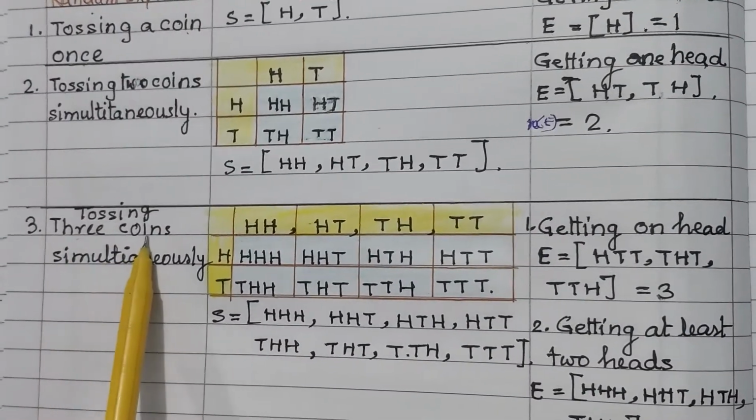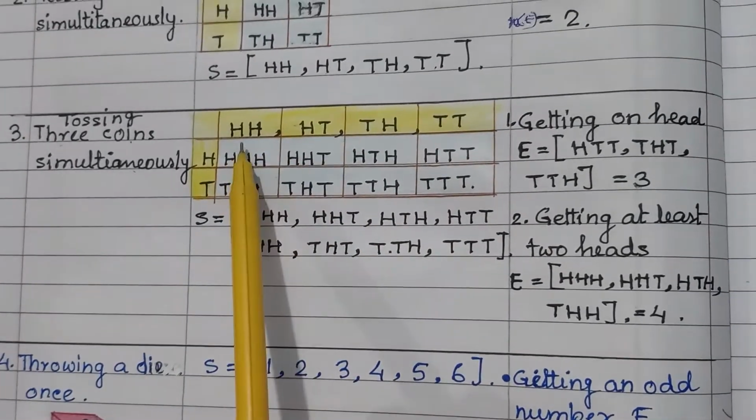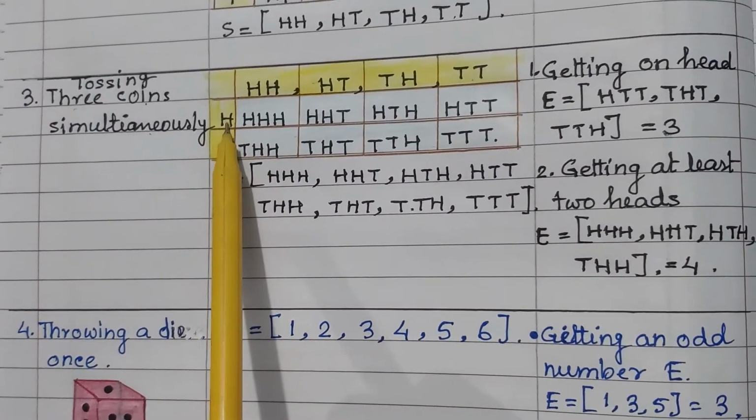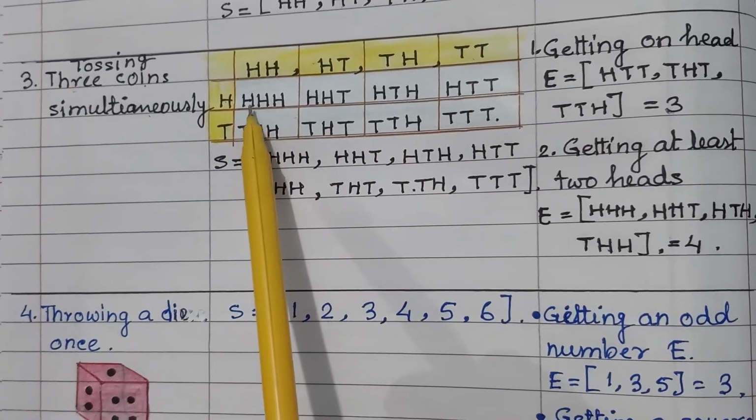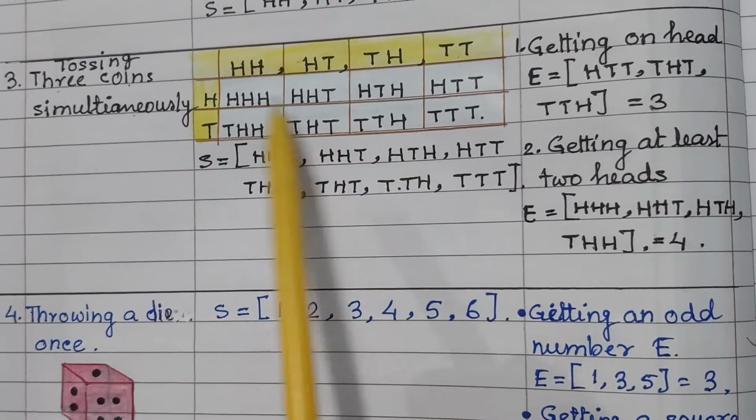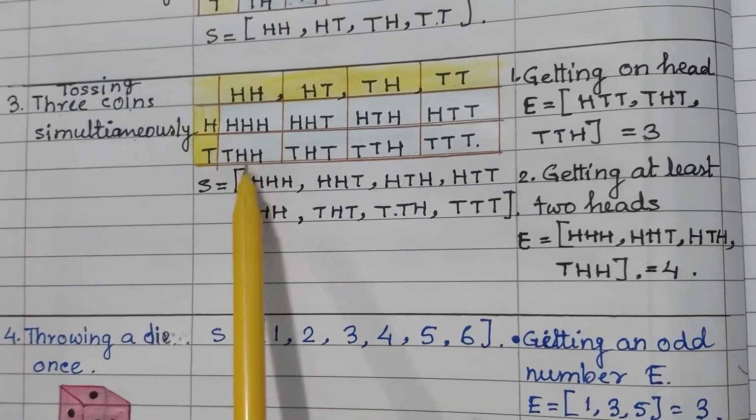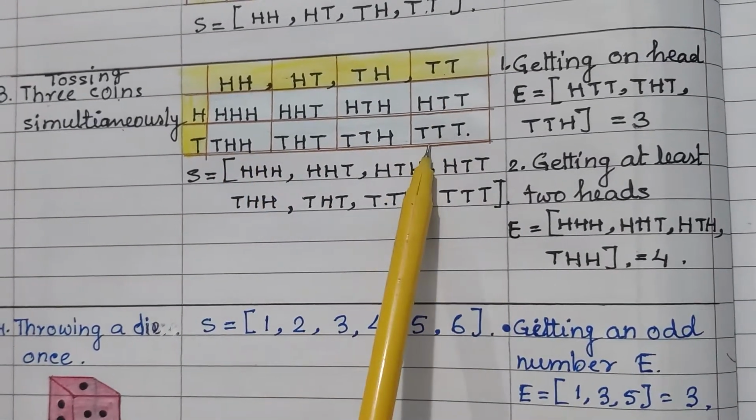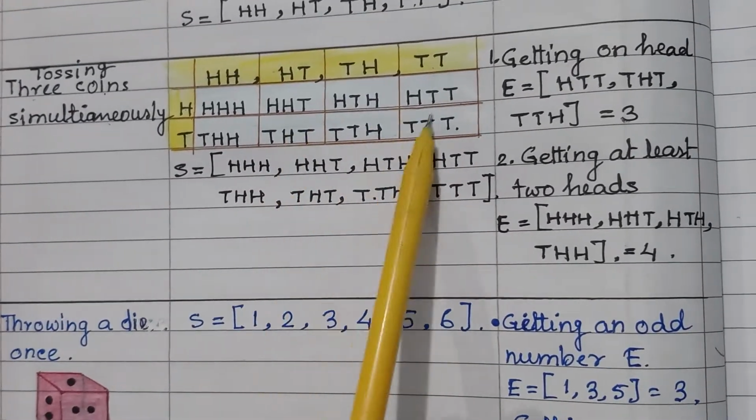Now tossing 3 coins. From 2 coins we have already got these options: HH, HT, TH and TT. For the third coin we have to take a head and a tail. Now multiplying all these 4 terms by head, it will come HHH, HHT, HTH, HTT. And by T: THH, THT, TTH and TTT. So there are 8 in the sample space in total.